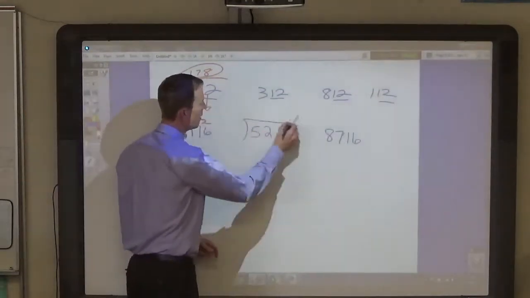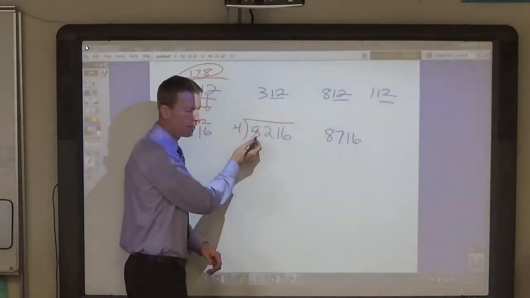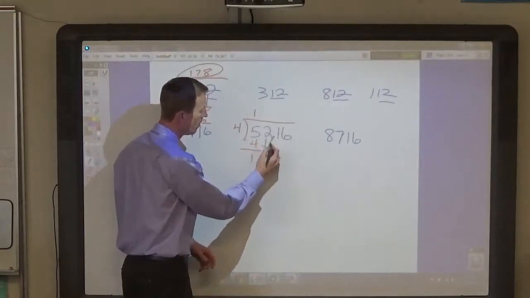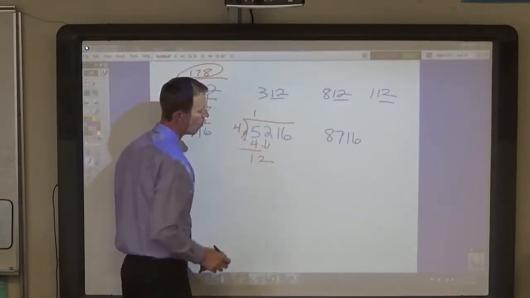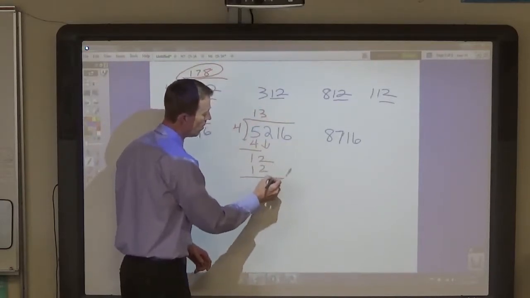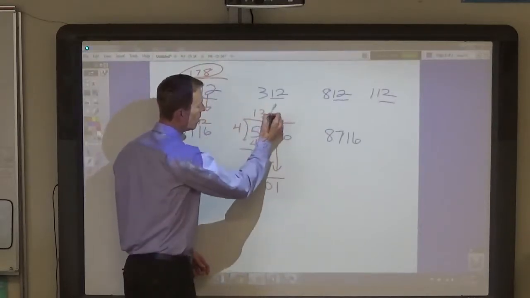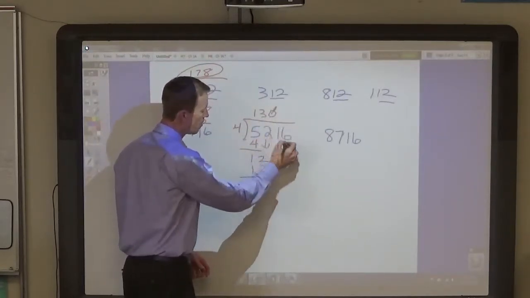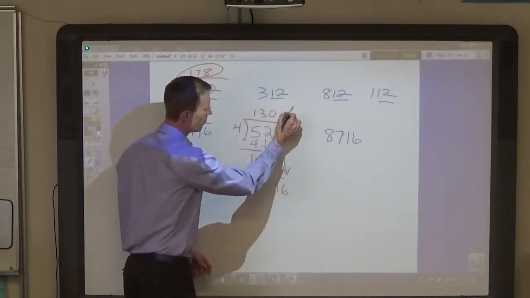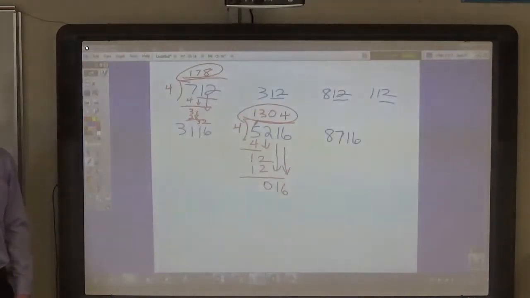How about this one? Let's try this one and see if the 16s work. 4 goes into 5 once. Remainder 1. Bring down the 2. 12. 4 goes into 12 3 times. Remainder 0. Bring down the 1. 4 goes into 1 0 times. Bring down the 6. 4 goes into 16 4 times. It worked. Okay.